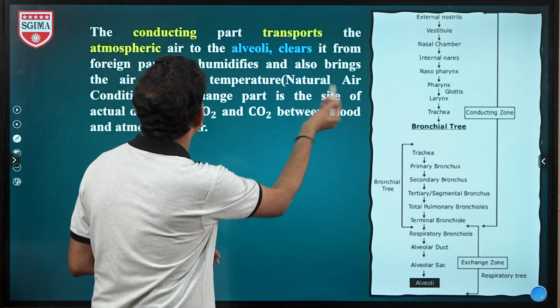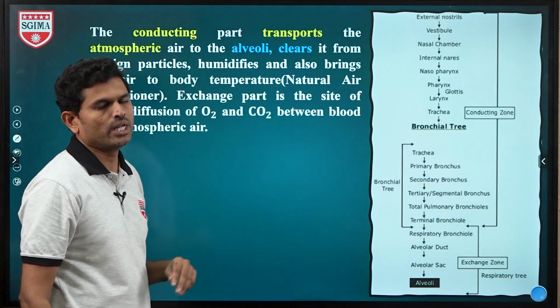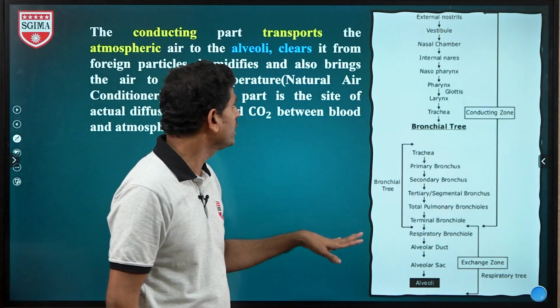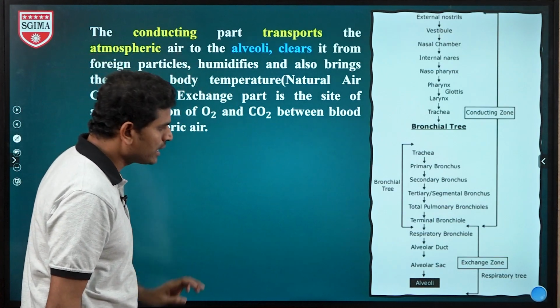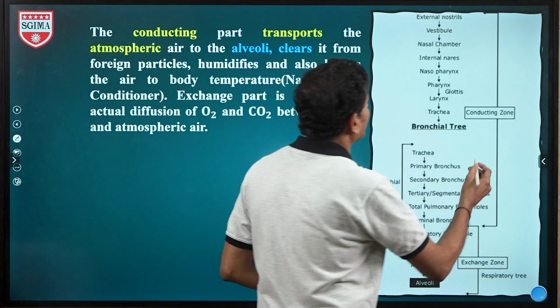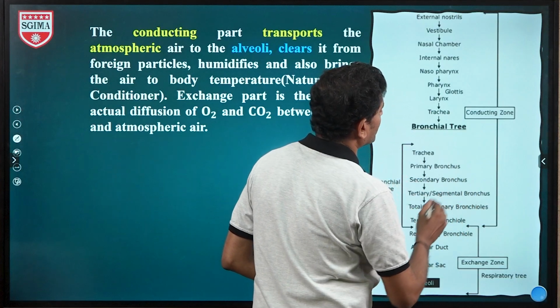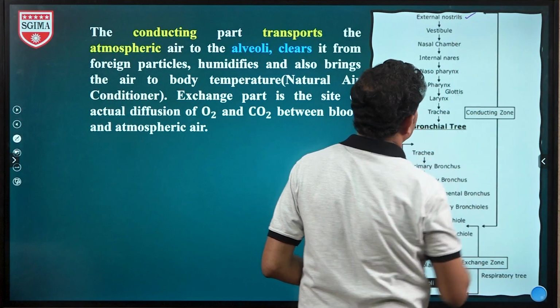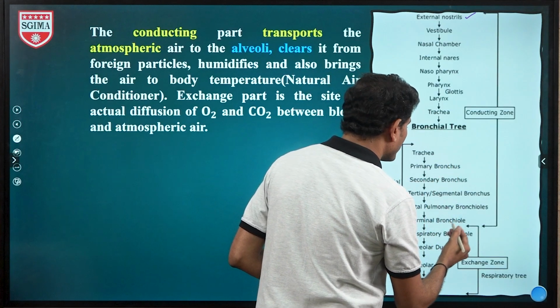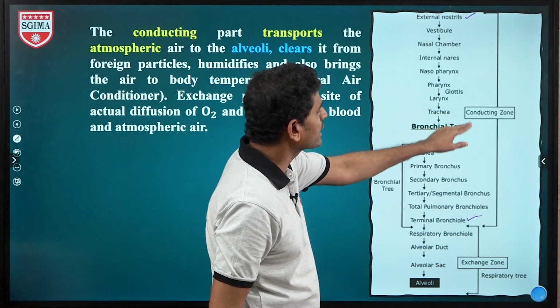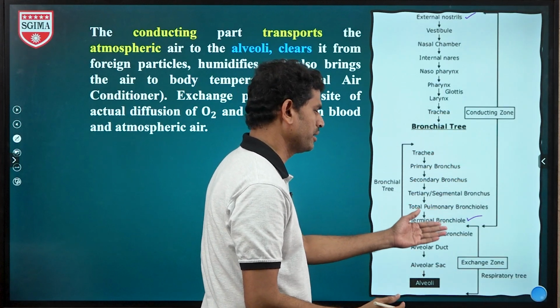That's why it is known as a natural air conditioner. We have discussed this point earlier, because the conducting part comprises which parts? This is totally called the conducting zone. It starts from the external nostrils onwards up to the terminal bronchioles. These are the parts of the conducting zone, or conducting part.